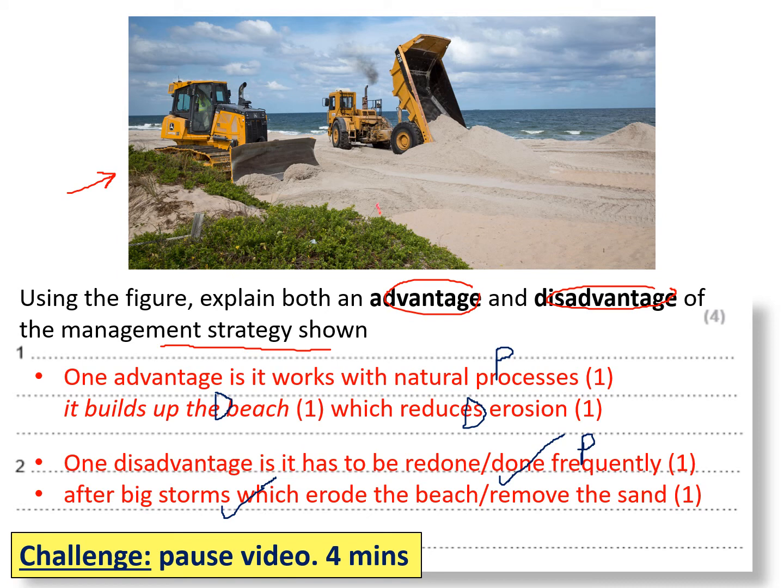You know what is interesting about this is it doesn't ask you to name the strategy, even though you could do, because the question is asking you about an advantage and a disadvantage, not asking you about explaining how it works, even though that is included. Okay, so the strategy, of course, was beach nourishment, where you're pumping sand onto the beach.